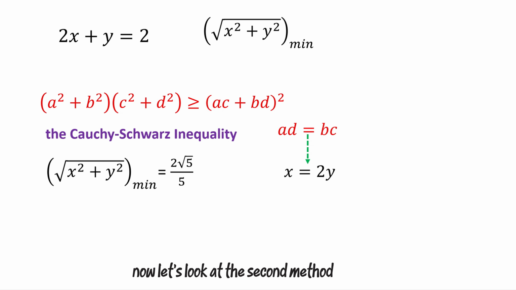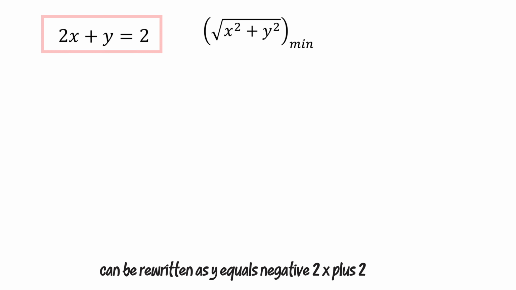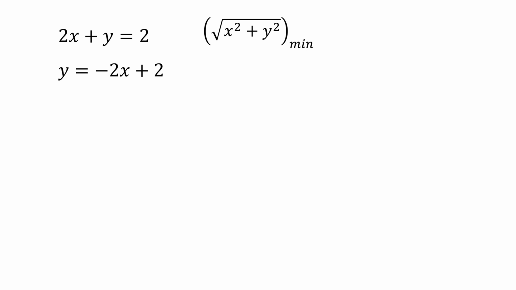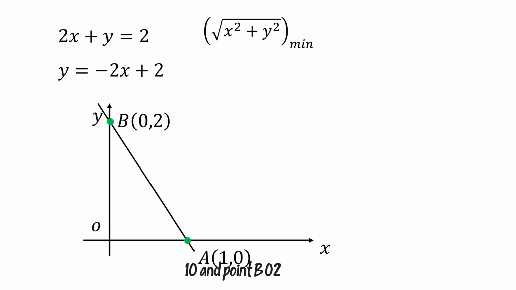Now, let's look at the second method. Picture a coordinate plane. Our equation, 2x plus y equals 2, can be rewritten as y equals negative 2x plus 2. Its graph is a straight line, crossing the axes at point A (1, 0) and point B (0, 2).